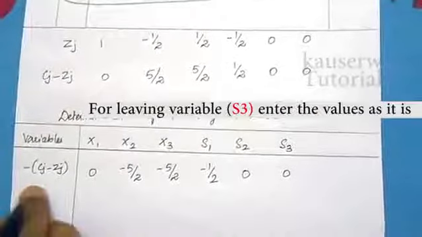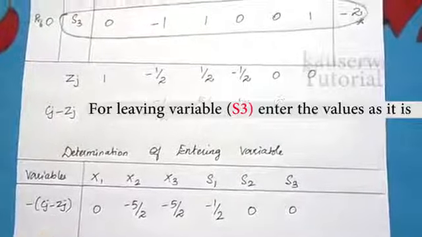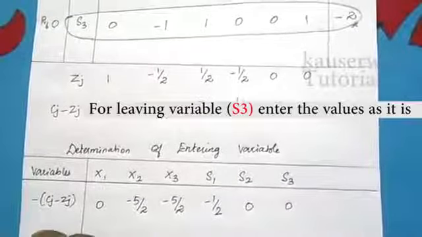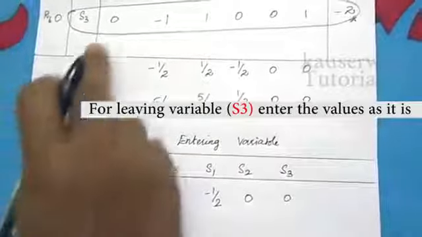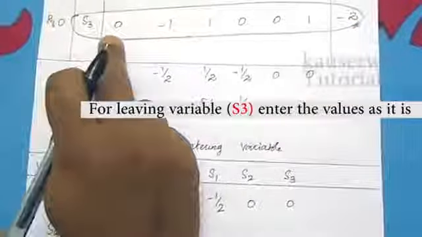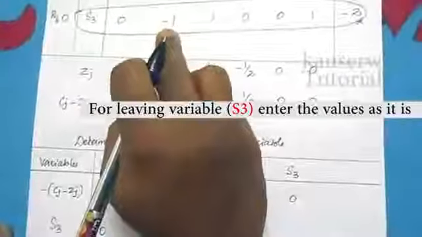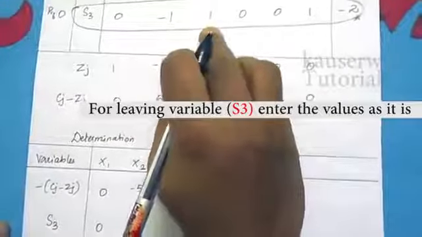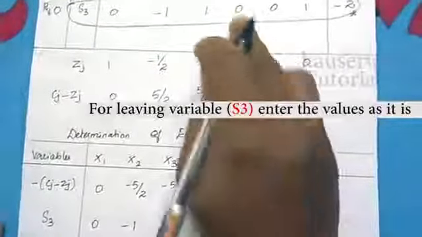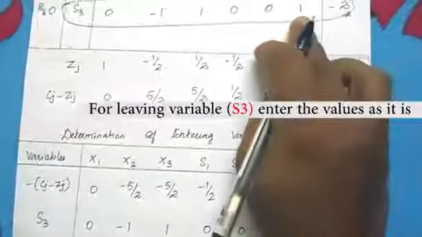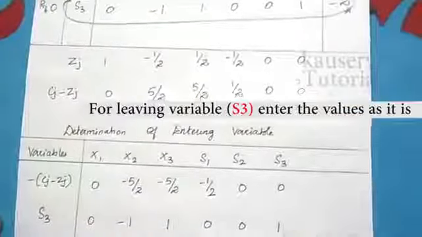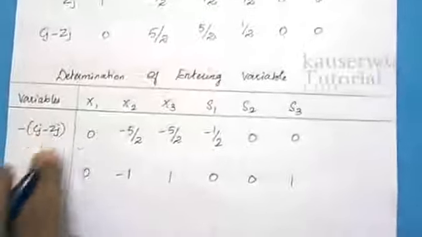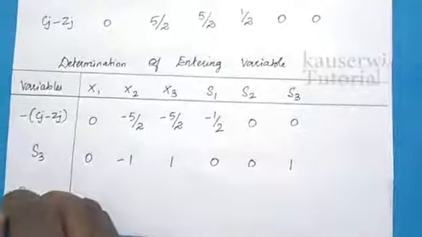Now take the leaving variable values. So leaving variable is S3. Take the S3 values. X1 0. X2 is minus 1. X3 is plus 1. S1 is 0. S2 is 0 and S3 is 1. Okay, and after entering these values, now we need to find the ratio.